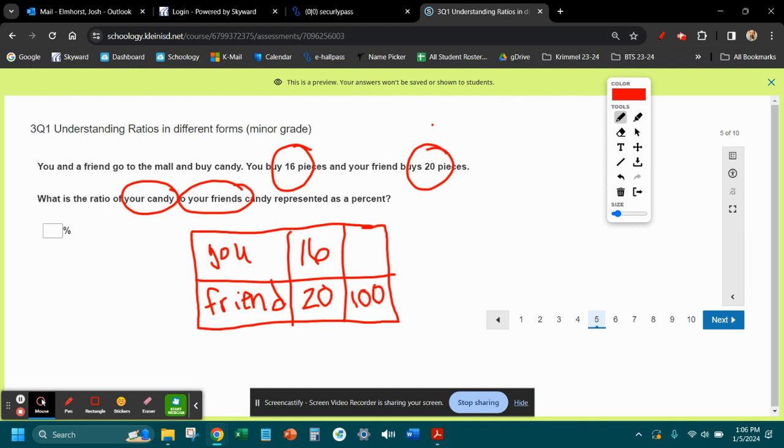Now, looking at our math factors from the beginning of the year, how do we go from 20 to 100? Times 5, times 5. So to solve, go ahead and multiply that out. No, I said multiply it out, not blurt it out.